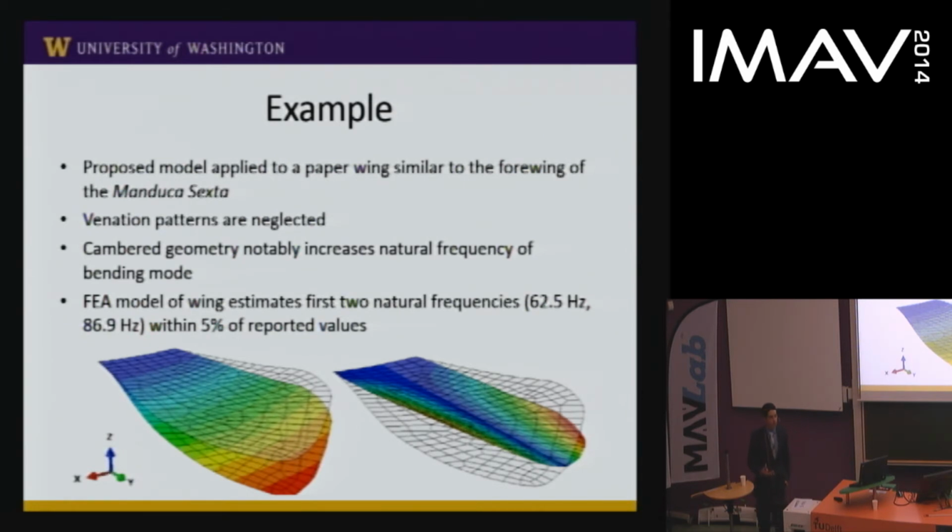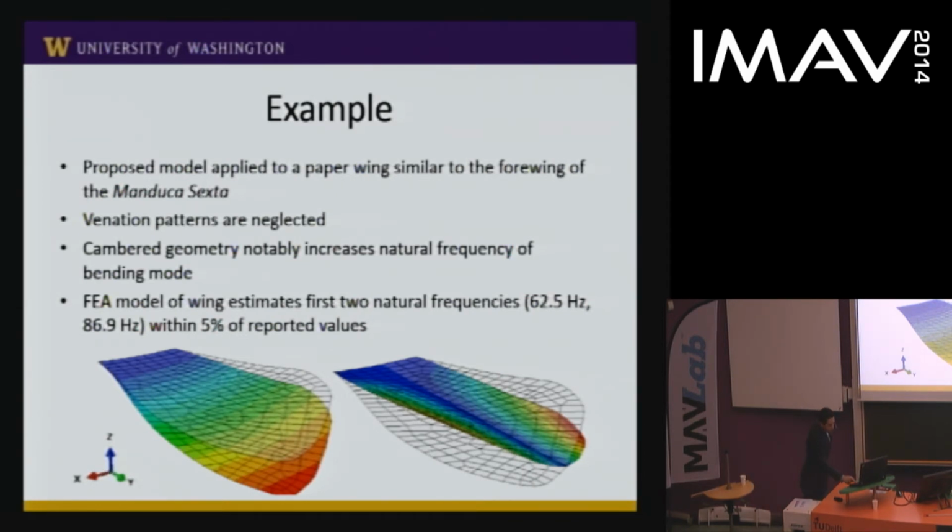properties of that wing. And what we found was our finite element model, despite all these simplifications, estimates the reported values of an actual hawk moth wing within about 5%. You'll notice the values here are about 63 and 87 hertz, and those numbers will become an important factor in a couple minutes here. This image shows the mode shapes of the first 2 modes. This is the first mode, which is a bending mode, and this is the second mode, which is a twisting mode. So for this example, we'll just consider these first 2 mode shapes.